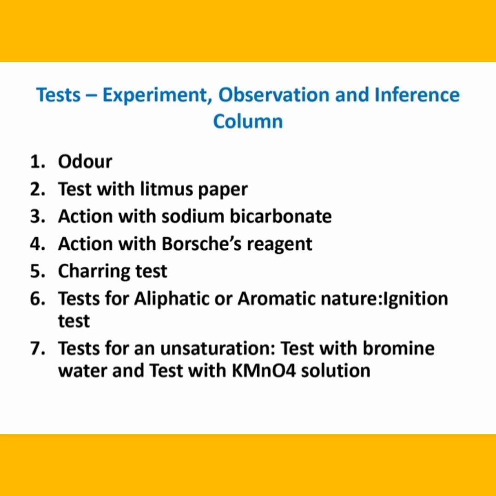So what are the 7 preliminary tests? One is odor, second is test with litmus paper, action of sodium bicarbonate, action of Bosch reagent, charring test, ignition test, and test for unsaturation. These are the 7 preliminary tests which have to be recorded in this type of pattern. That is, you have to write the experiment, and whatever you get, you will write the observation and then inference.